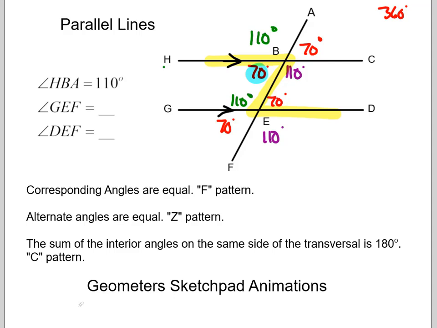And then our last pattern is a C pattern, and it's the sum of the co-interior. Okay, so if we make a C like this, you'll notice the two numbers inside the C sum to 180 degrees. Okay, so we have a little Geometer's Sketchpad here.